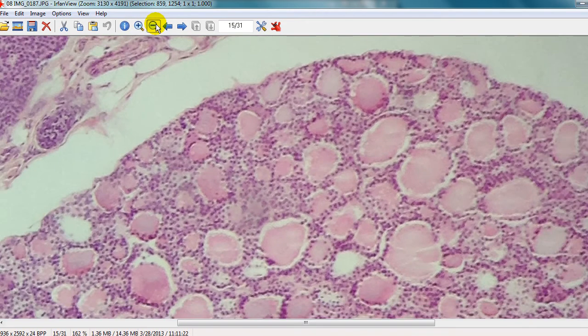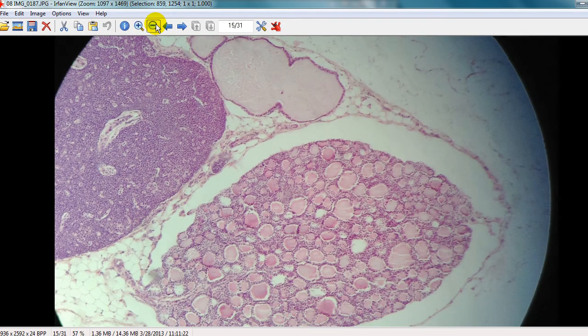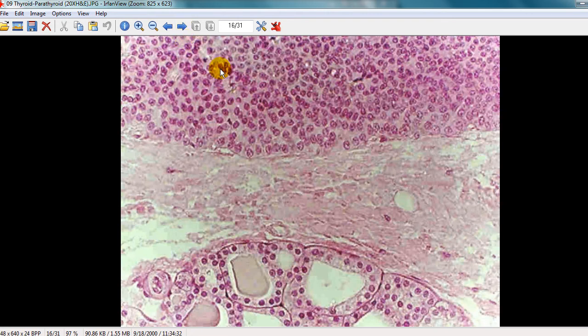Now if we continue here and move on to the next slide, we see a closer view of these two glandular targets. This would be the thyroid gland that we're going to be talking about first, and here's the thyroid and parathyroid next to each other. We'll come back to this image.